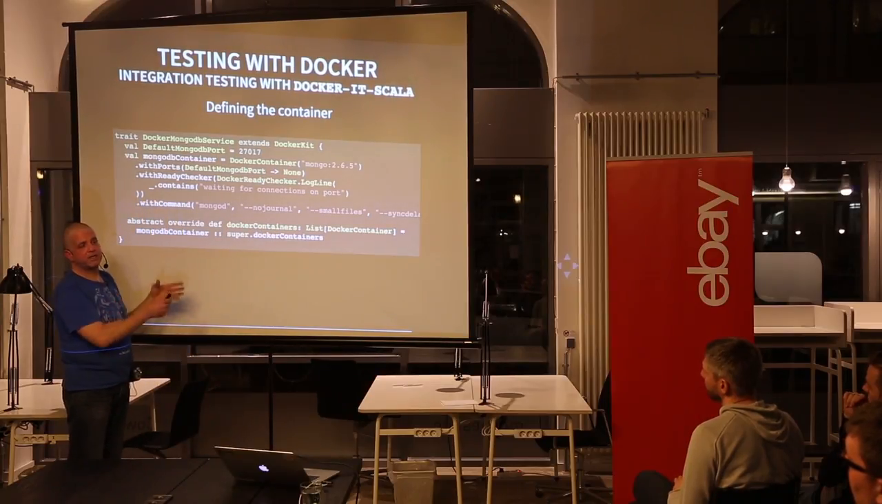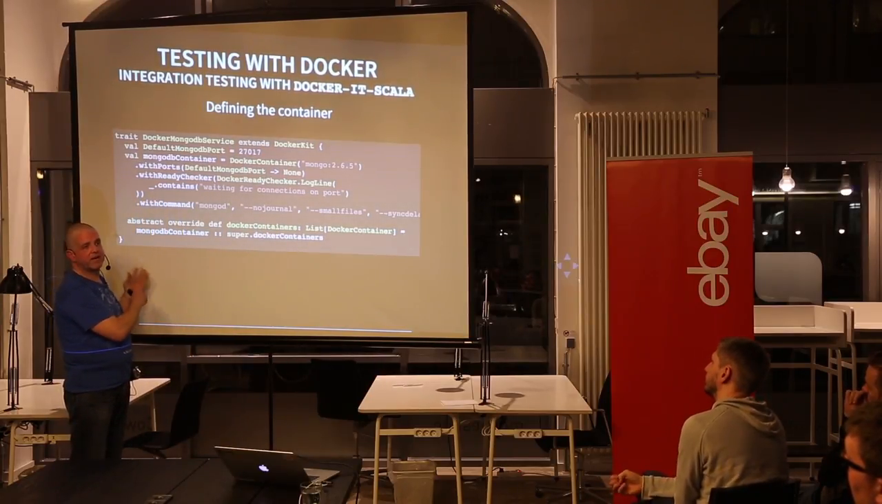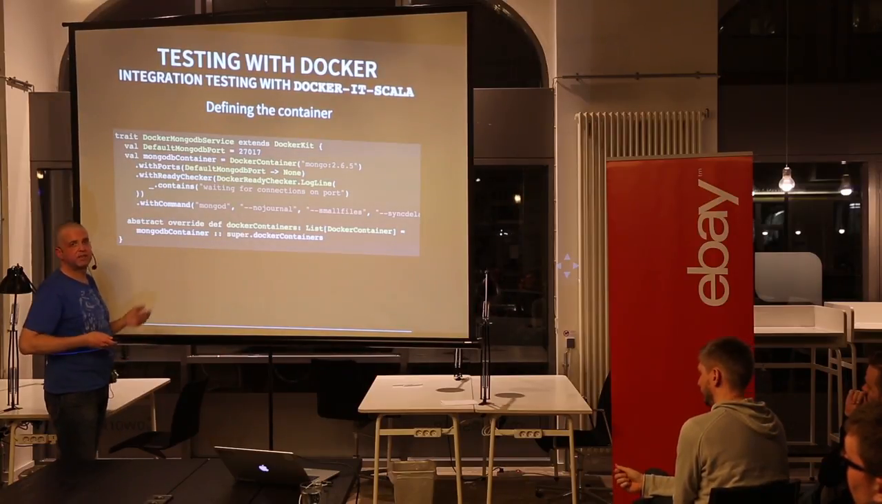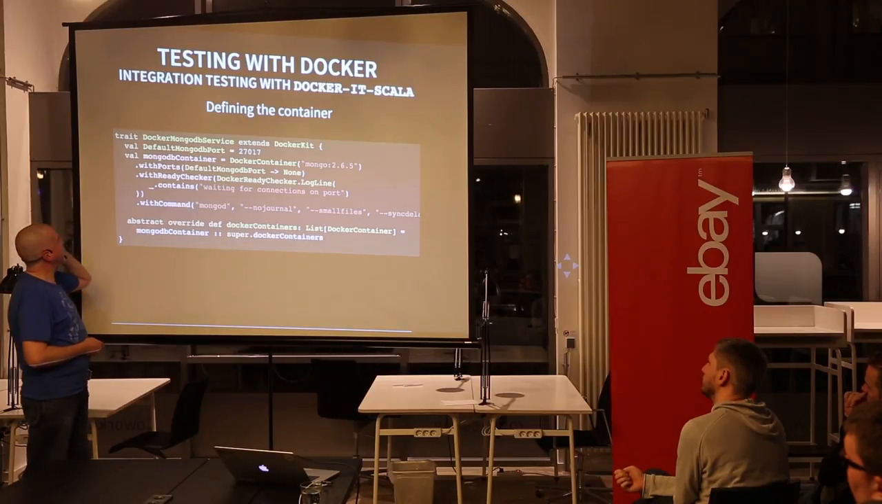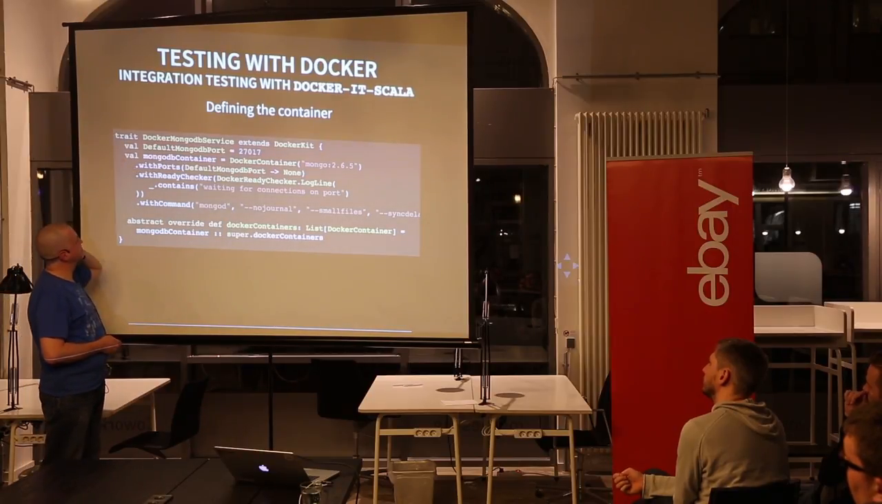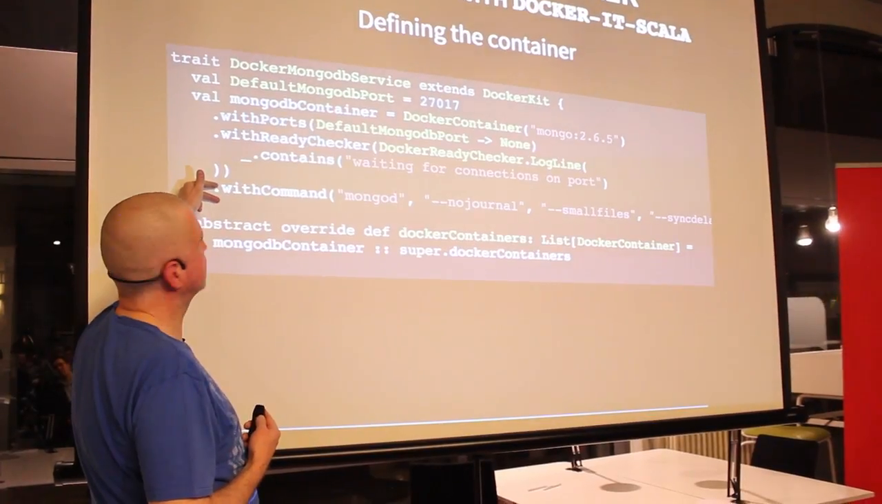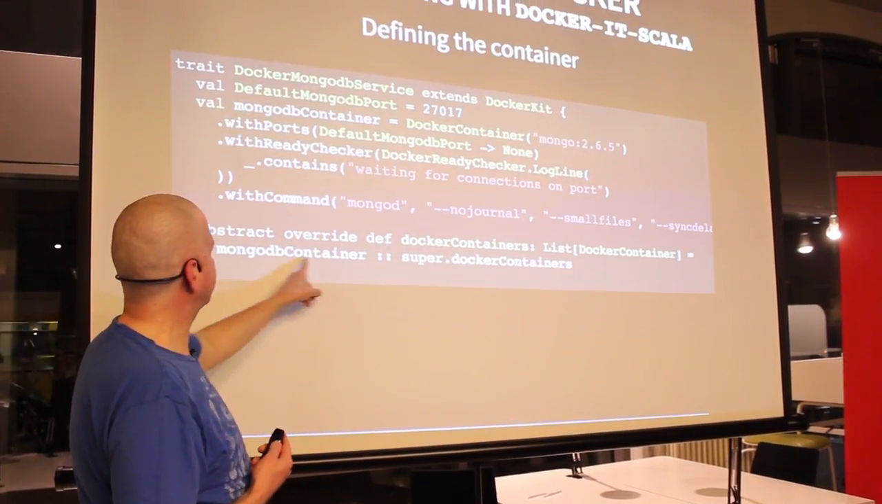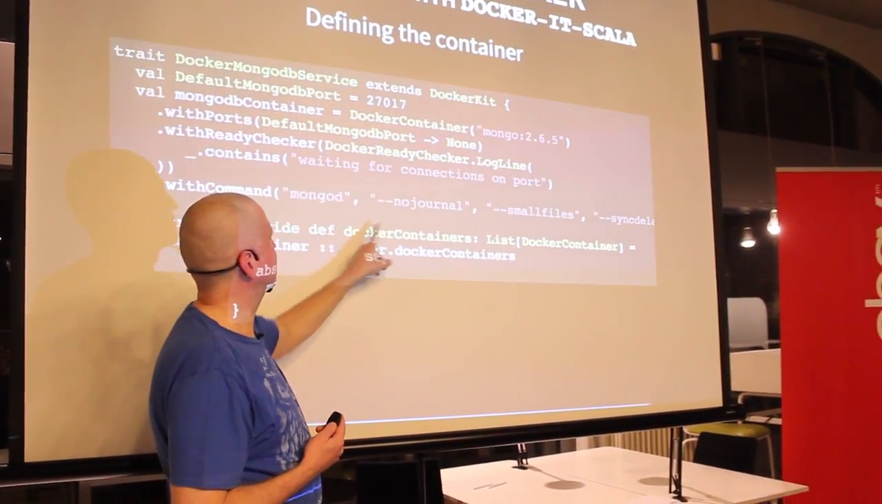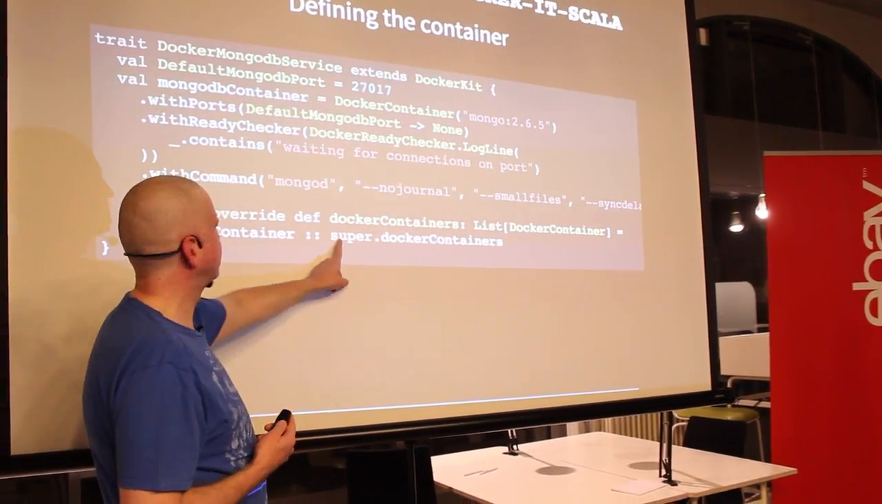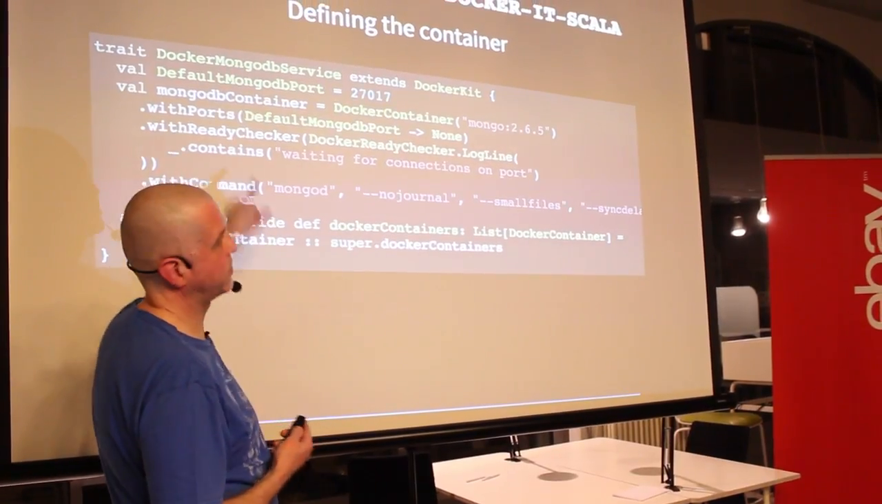Or it could be based on an image that you already have in your registry that has Mongo with all of the basic data that you need, okay? And I want to map these ports. And this is the way I'm going to be checking that the container has actually started up, okay? And this is the command I want to run inside of that container, okay? And then you have this Docker containers, that's part of what you extend in Docker Kit, and you need to override it and just add basically your container to that list.